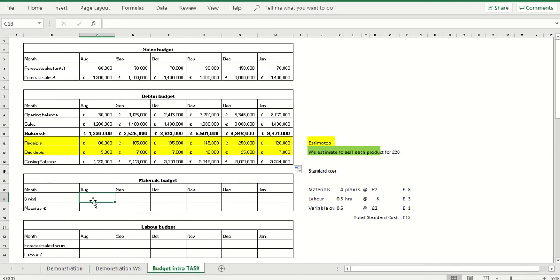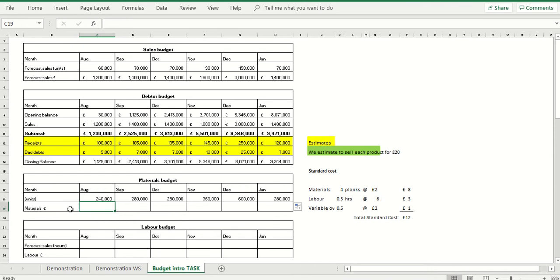that's the materials, well, the total amount of units that we're going to need in this case, planks, is 4 times the number of units we are actually going to make, which is 60,000 units. So in terms of materials, what we are basically saying is we need 240,000 units, or planks to be precise. We can drag this across to find what they would be in the other months.